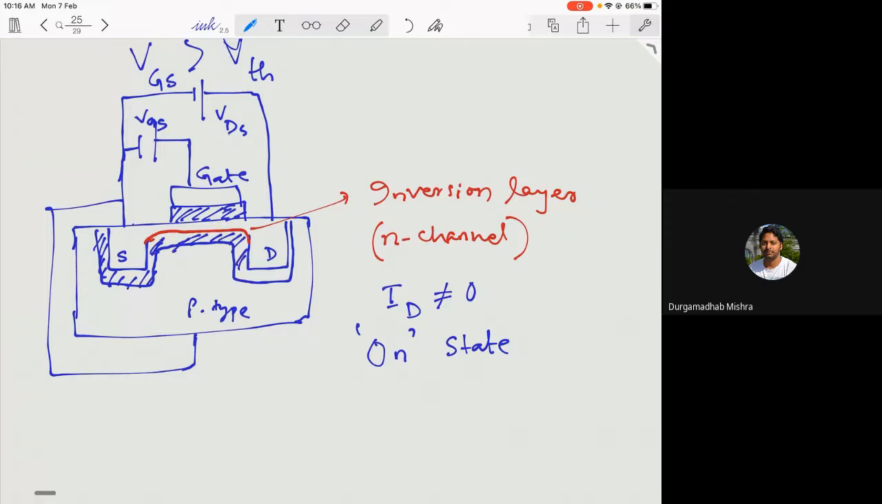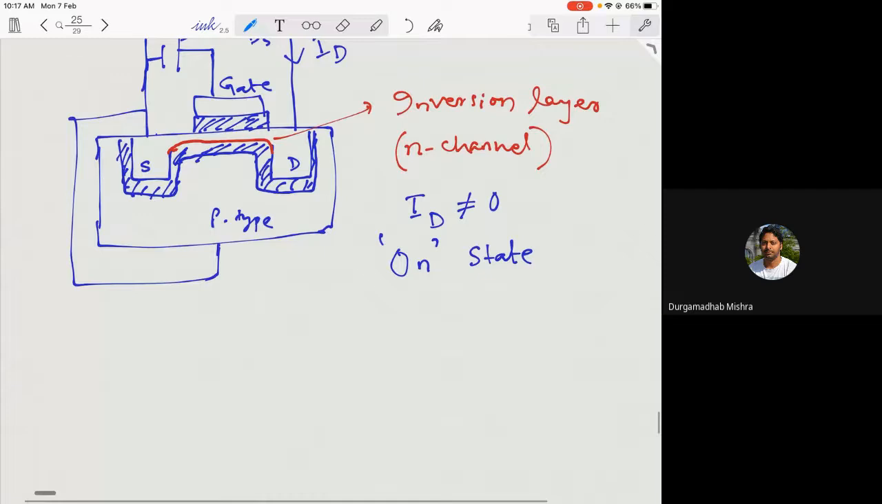The only thing that has happened is that a channel has formed between source and drain, which allows the flow of current. It now becomes a pure n-type material below your oxide layer, starting from source to drain. And that means there is a flow of current ID. So you will have a flow of current ID which is not equal to 0.